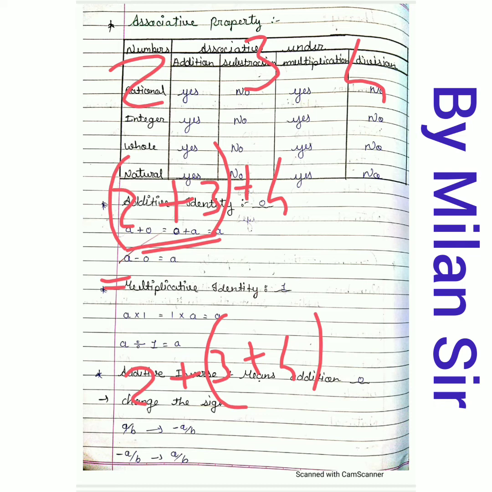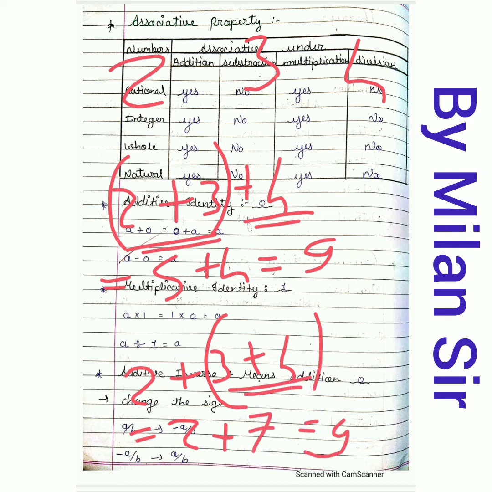So first of all 3 plus 2, 5, then plus 4, it's 9. Here what we need to do in the second case, first of all we need to solve this. 4 plus 3, 7, and 7 plus 2, 9. Here we get the same answer, right? Here we get the same answer. So addition is associative for integer, whole and natural numbers, right?